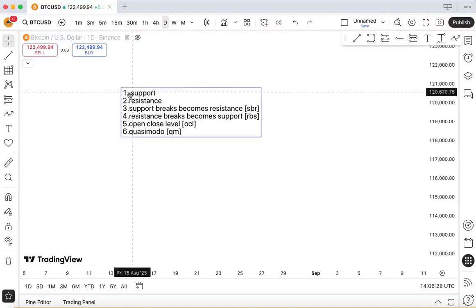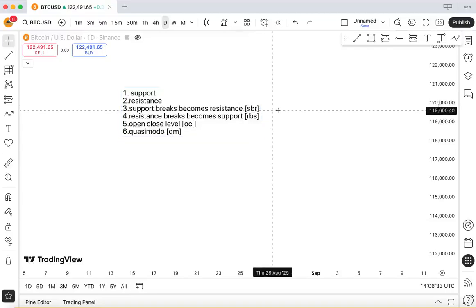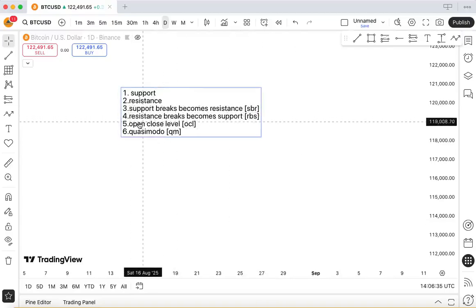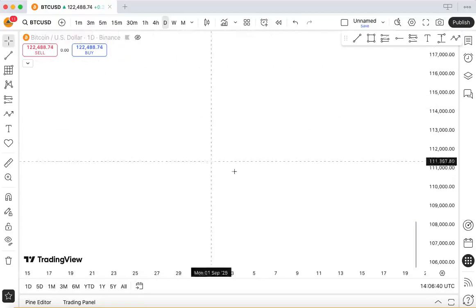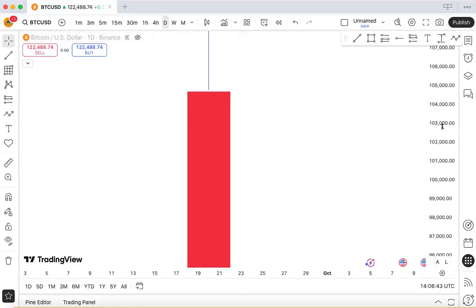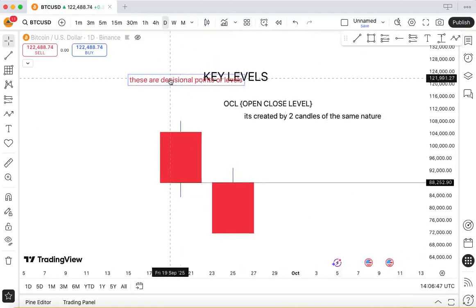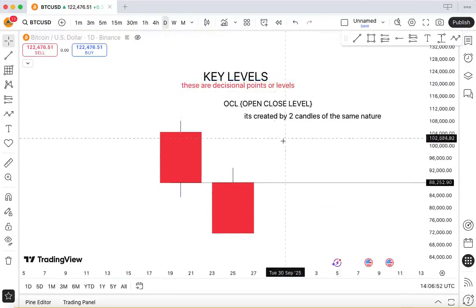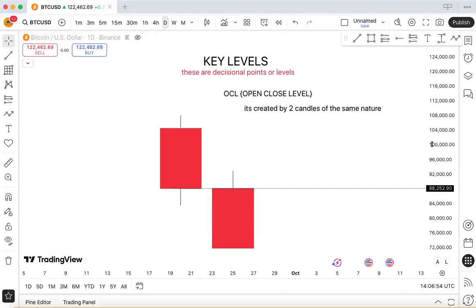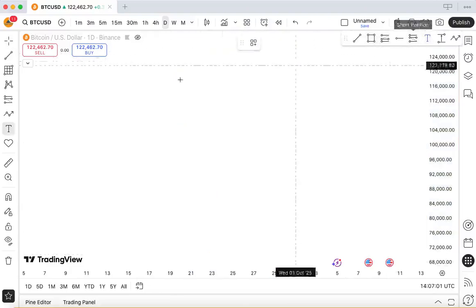We have looked at support, resistance, support breaks becomes resistance, the SBR, then RBS, then open-close. Then we are looking at the Quasimodo, that is the QM. For those who use engineered liquidity, that is your best weapon, which cannot kill anyone. Use the weapon, no problem. So this is the QM.